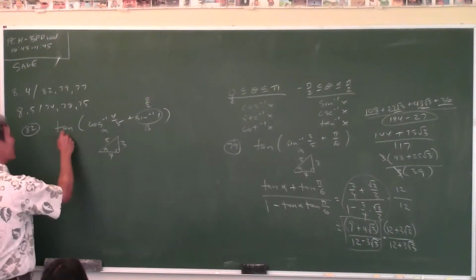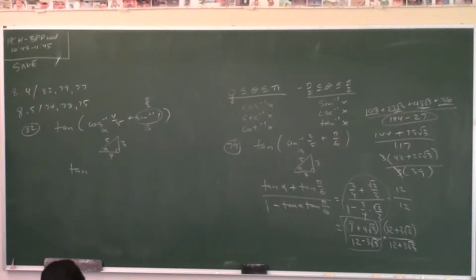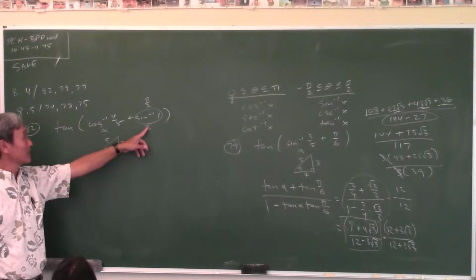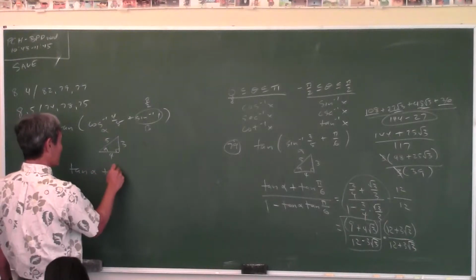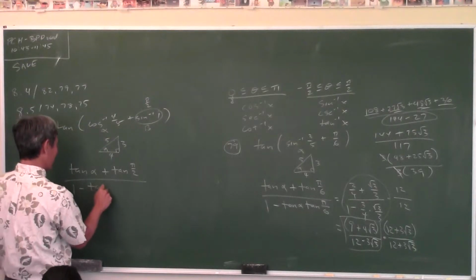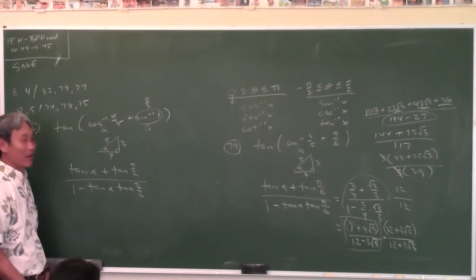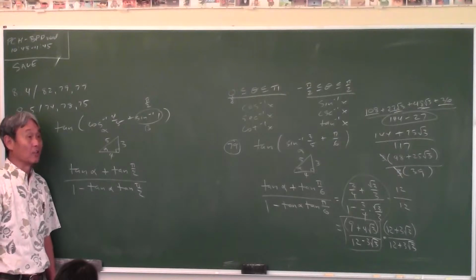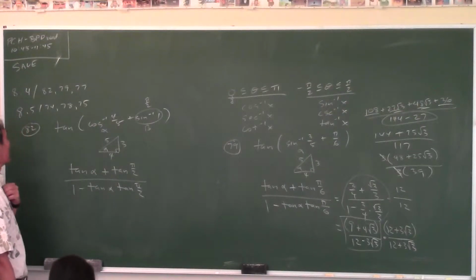Okay, so what's the tangent of something plus pi over 2? I see a problem there. That's undefined. When you take the tangent of pi over 2, let's write it out: tangent of the first plus tangent of the second, all over 1 minus tangent of the first times tangent of the second. Tangent of pi over 2 is undefined. No, there is a solution. I'm not gonna give you one like this. This is a tricky one.